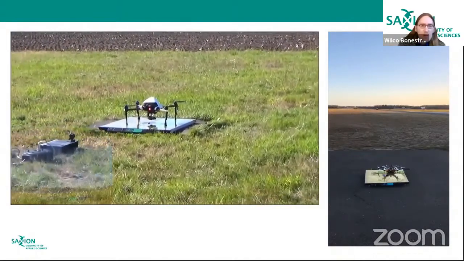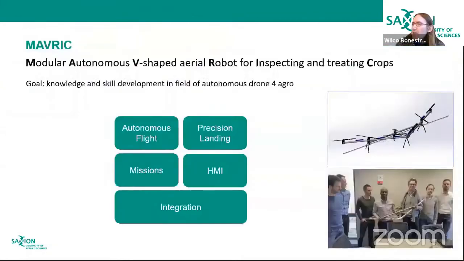And that's one big challenge. So now we can go to the Maverick project. We are focusing on an autonomous aerial robot for both inspection, but also for treating crops. And in the project, we had several building blocks that were important. So autonomous flight was one, precision landing, the definition of missions, like how to give a task to the drone, HMI in general, and eventually integration. So get everything on the real drone.